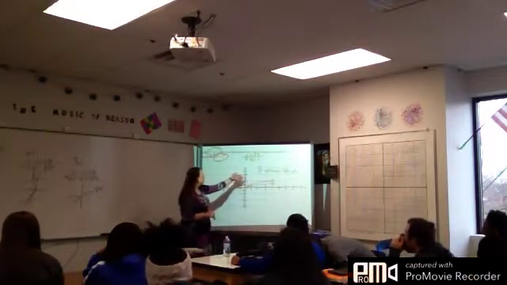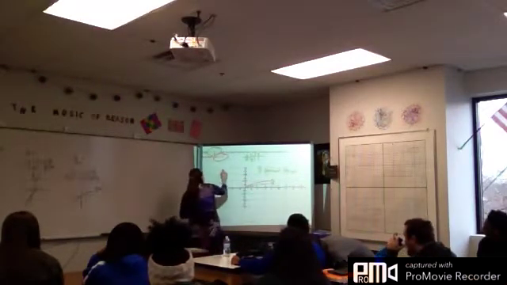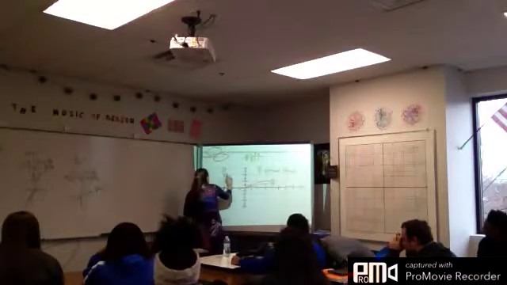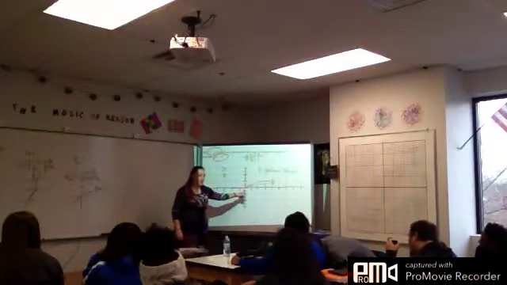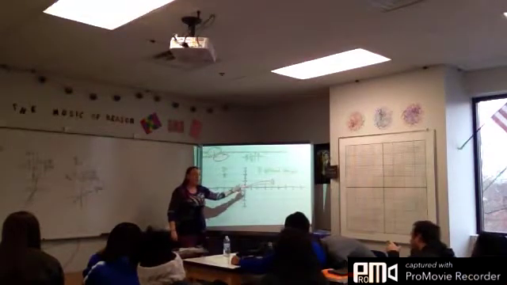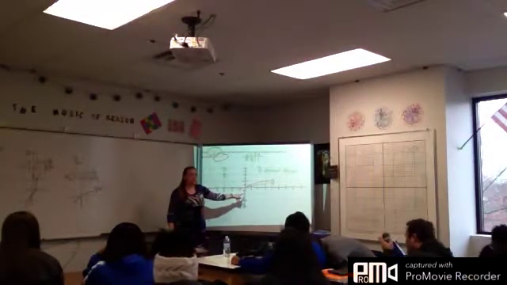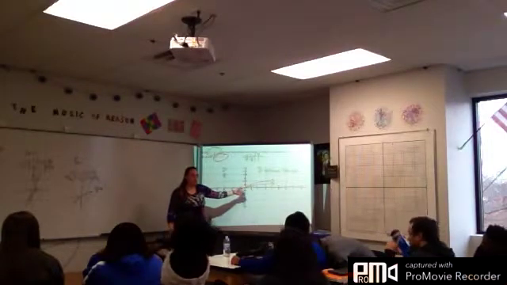I have a description of what's happening, and now I need the domain and the range. Here's how you figure out the domain and range. Go to the starting point, okay? The domain and range will always come from the x and y of your starting point. What is the x of my starting point here?